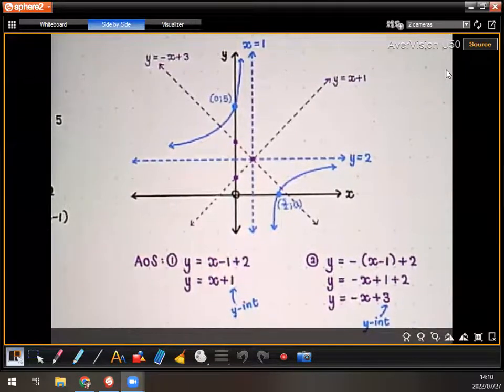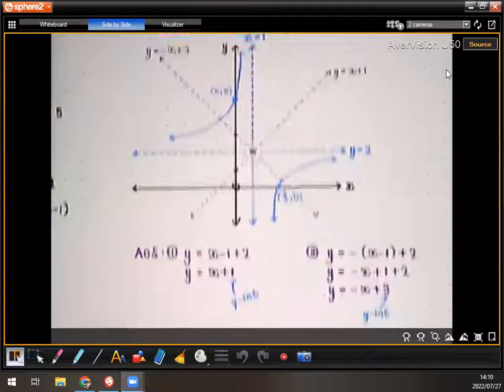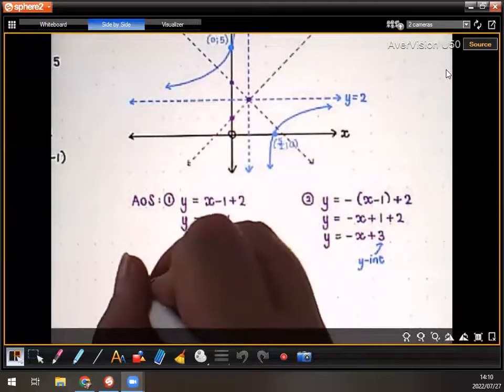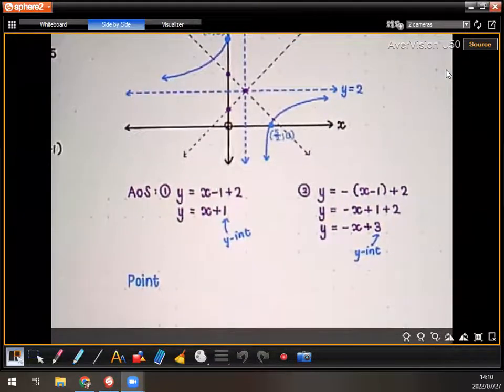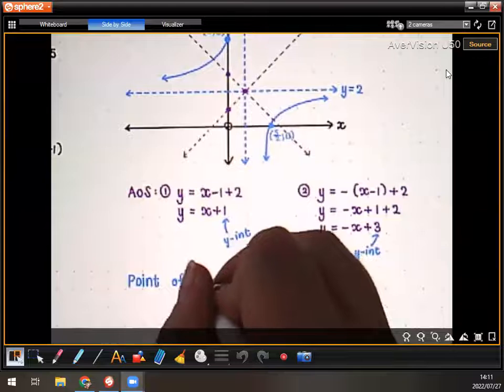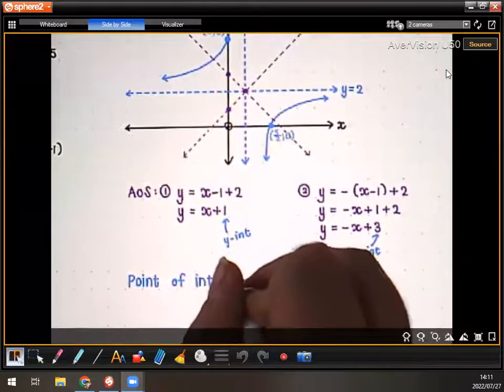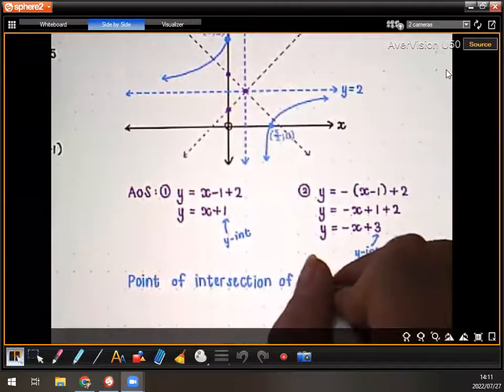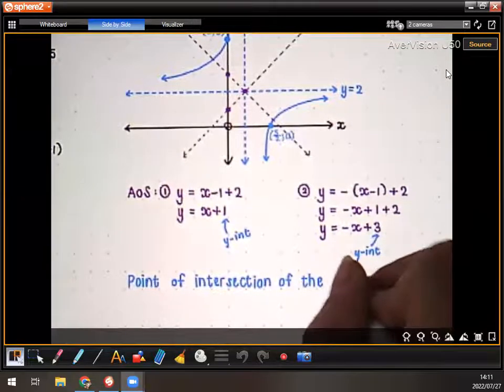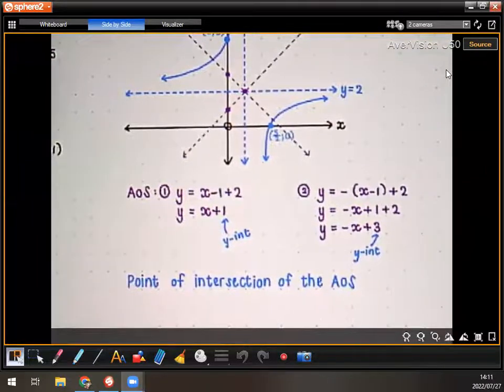You know, guys, they might ask you to find the point of intersection of the axes of symmetry. All right, so we're going to write it here underneath. So the point of intersection of the axes of symmetry. That's actually a question that they ask quite often. And it sounds quite complicated, right?